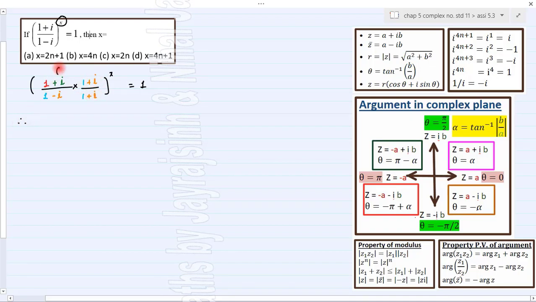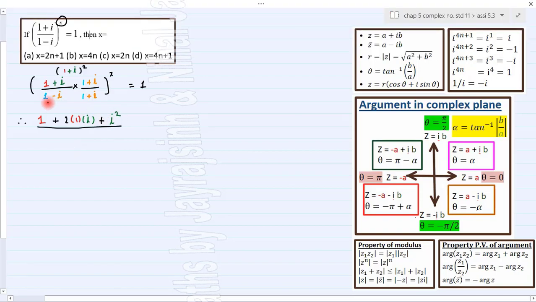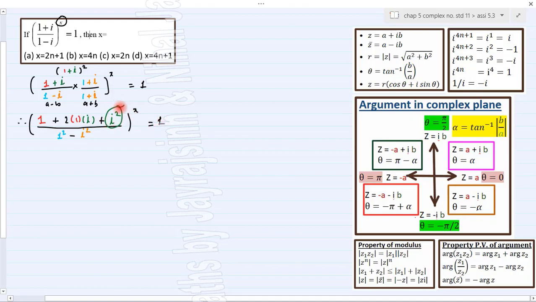So, in the numerator, we will get (1 + i) whole square, or we can say 1 square plus 2 into 1 into i plus i square. And in the denominator, we have (a - b)(a + b), which will give us a square minus i square, whole raised to x is equal to 1. Now, we know that i square is minus 1. So this i square and 1 will cancel out, and in the numerator, we will get 2i. In the denominator, we have 2.